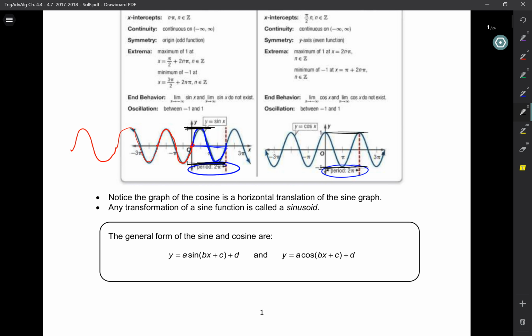So if you look at the sine graph, and then you look at the cosine graph, do you notice any similarities? They're both the same exact wave, right? And if I could take the sine wave and nudge it along a little bit, it would look exactly like the cosine wave.